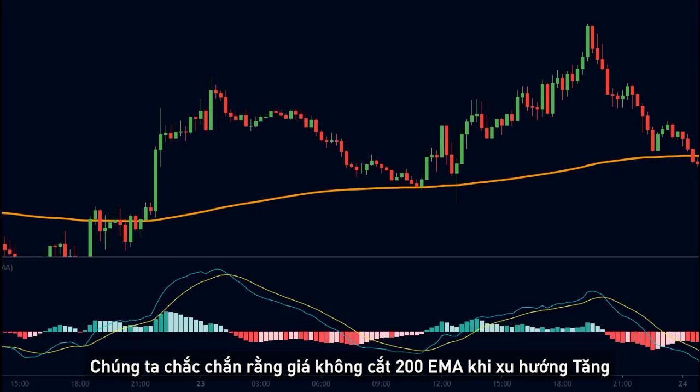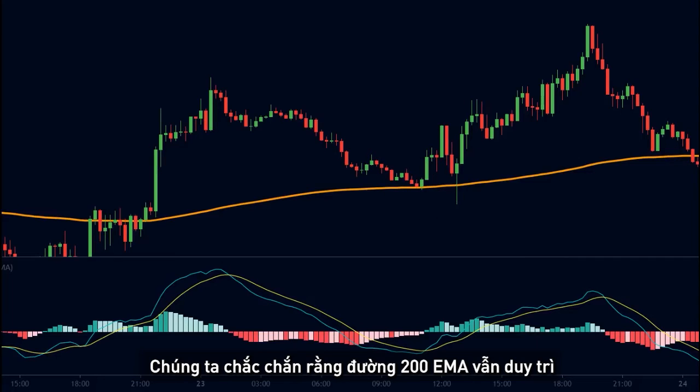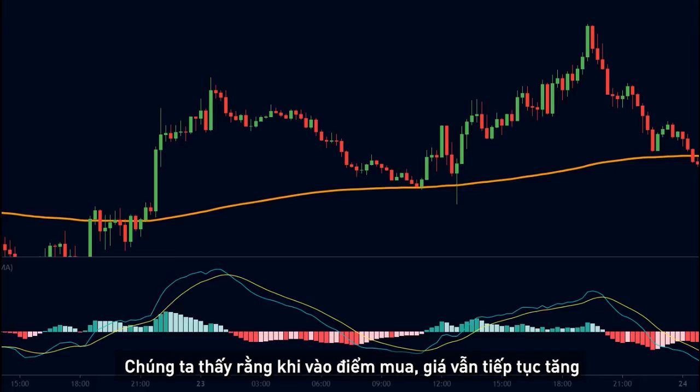We want to make sure that the price does not break the 200 EMA while making a pullback. If the price breaks below the 200 EMA, we will not consider that trade. We want the 200 EMA to remain intact. As you can see, after our entry the price gave us a strong up move.